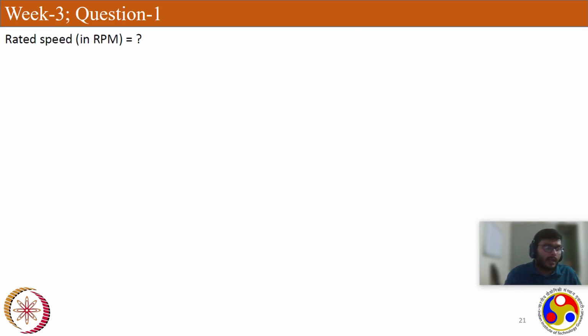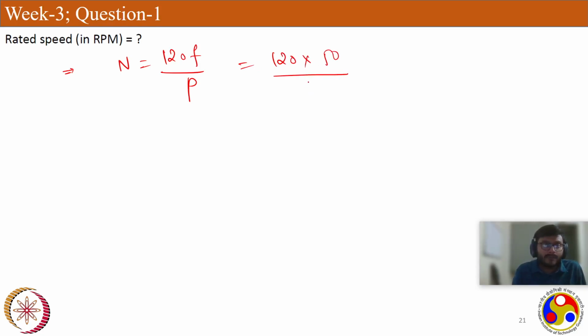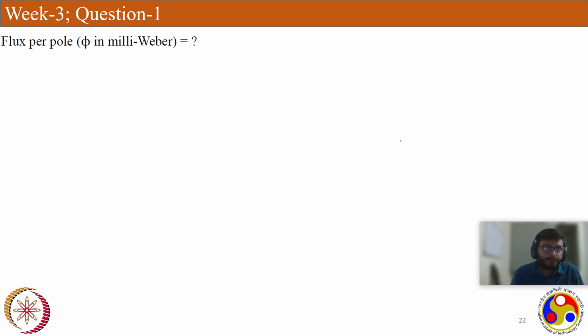Slot pitch, and yeah, rated RPM. Now N is equal to the very basic formula 120 F by P, right? What is the frequency given in the question? 50 hertz frequency. Number of poles, 6 pole machine. So it is 1000 RPM. It's simple. And the last question for today is flux per pole in milliweber.